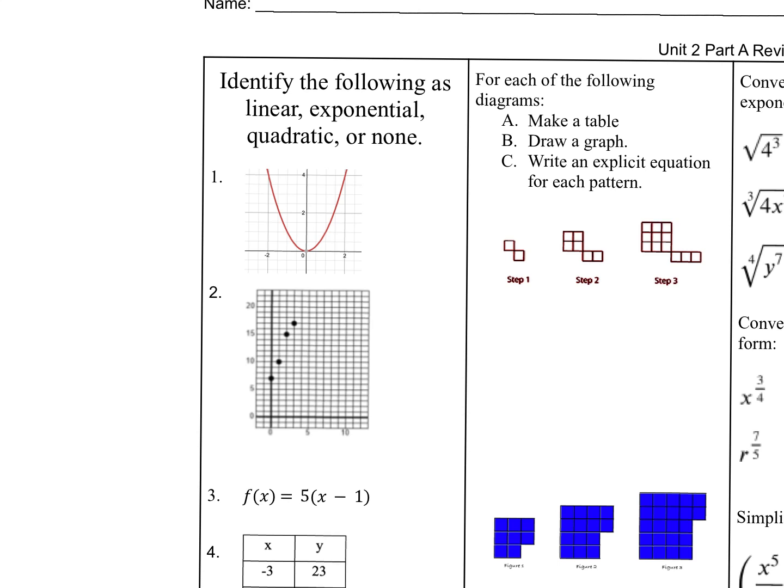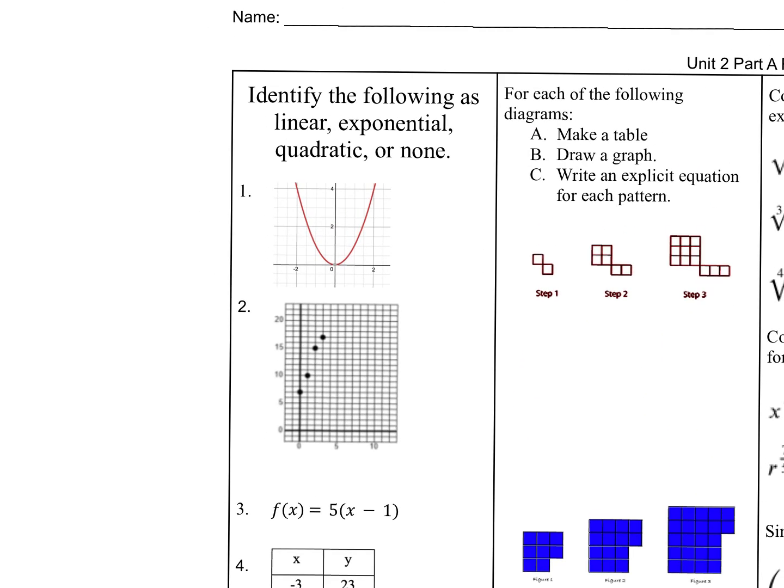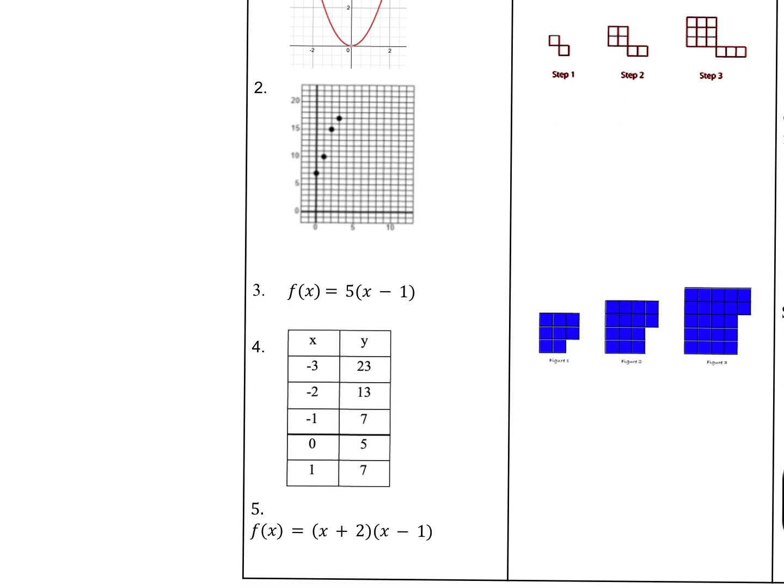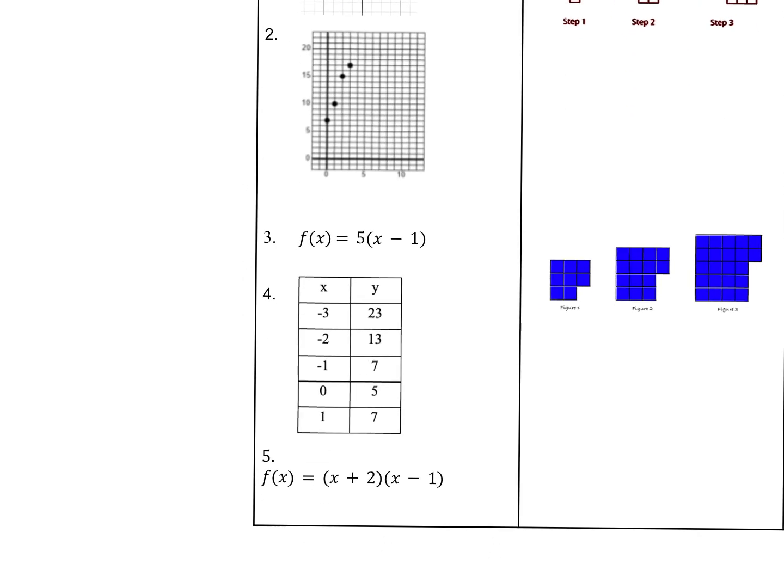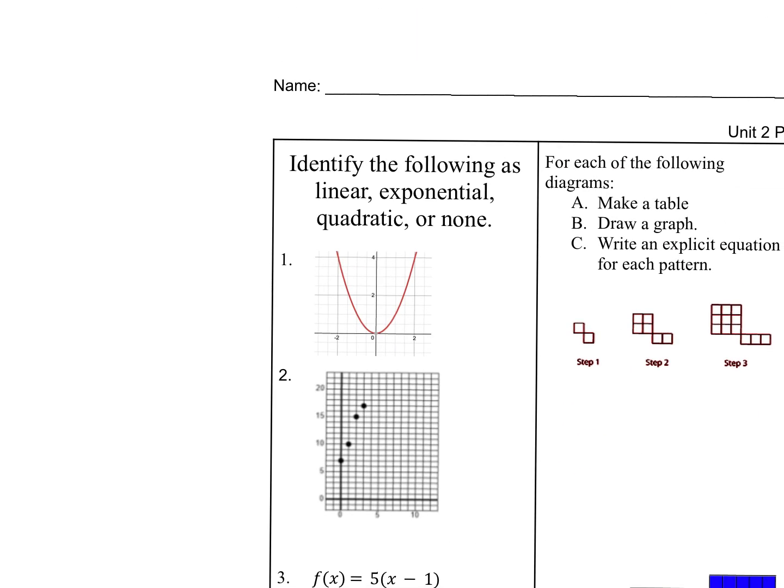Okay, so to identify the following as linear, exponential, quadratic, or none, we've got several different representations here. We have a graph with just dots, so a discrete graph. We've got some equations, some tables. We've got all kinds of different representations here, so we need to know which representation goes with what. We do know that what we've been studying has been those quadratics.